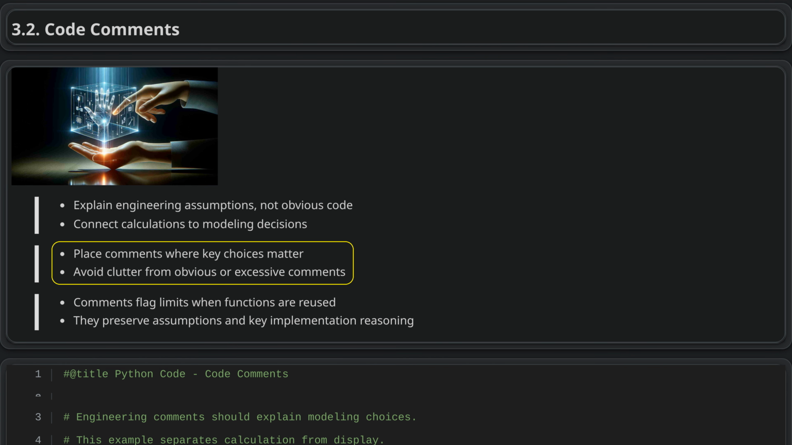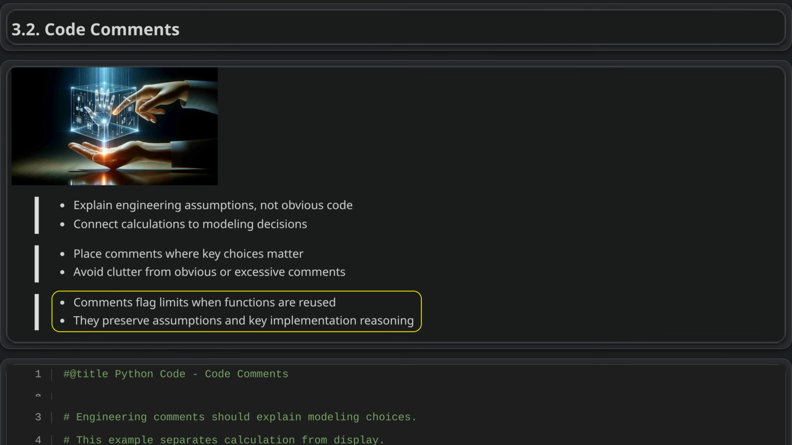Comments help make engineering software maintainable by recording the assumptions and reasoning behind important choices inside a function. They are especially useful when code is reused in new settings, where limits such as fluid conditions or ignored heat transfer effects may no longer be valid. Comments do not replace docstrings, but they complement them by preserving context for future teams and revisited projects.